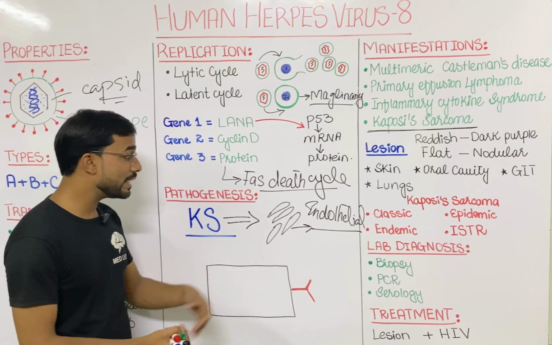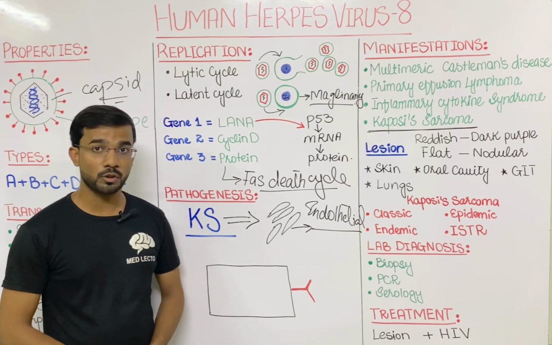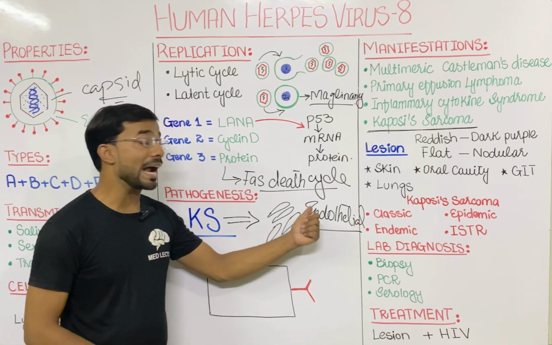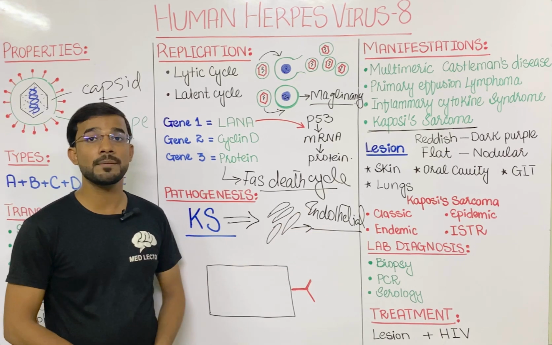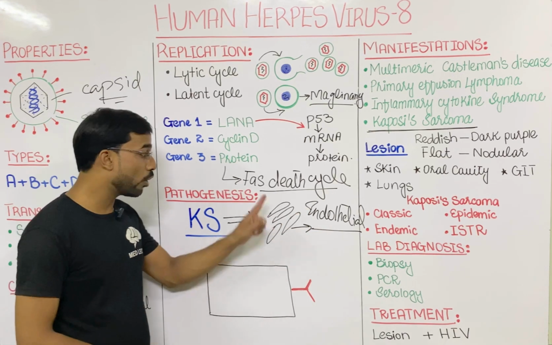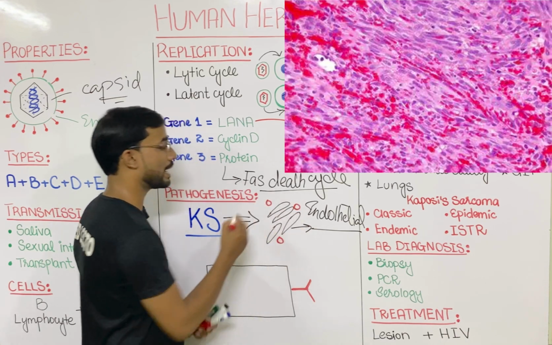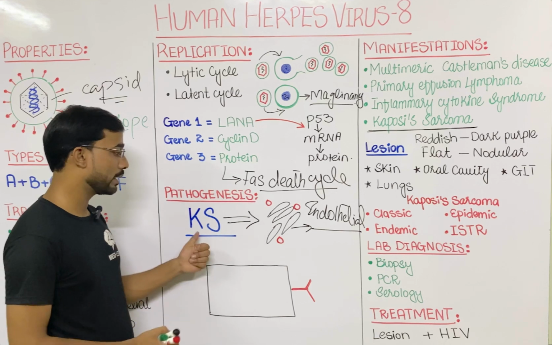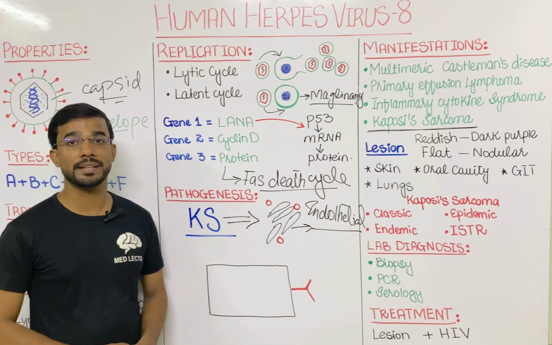This means that the spindle cells in the lesions of Kaposi sarcoma can be of vascular endothelial origin, or they can also be of lymphatic origin. Along with that, you will also see the presence of red blood cells in the biopsy. So that is the important thing about Kaposi sarcoma, the most important disease caused by human herpes virus 8.